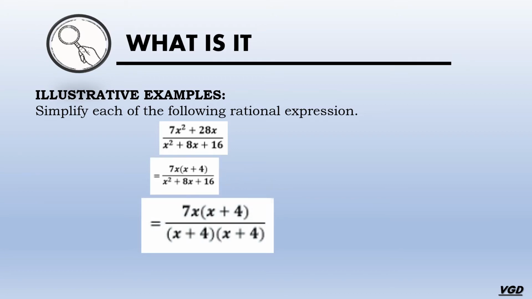So after factoring the numerator, this time let's proceed to factoring the denominator. We have here x squared plus 8x plus 16, and as we all know, it is a perfect square trinomial, so we got the quantity of x plus 4 times the quantity of x plus 4. And again, using the FOIL method, we will be able to check that this is the factor of x squared plus 8x plus 16.